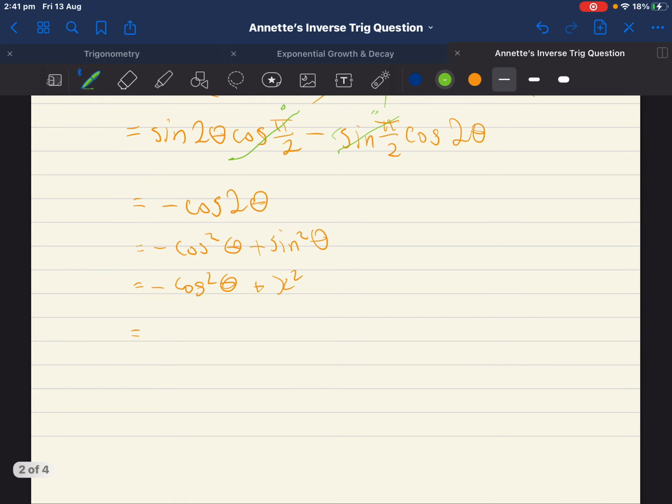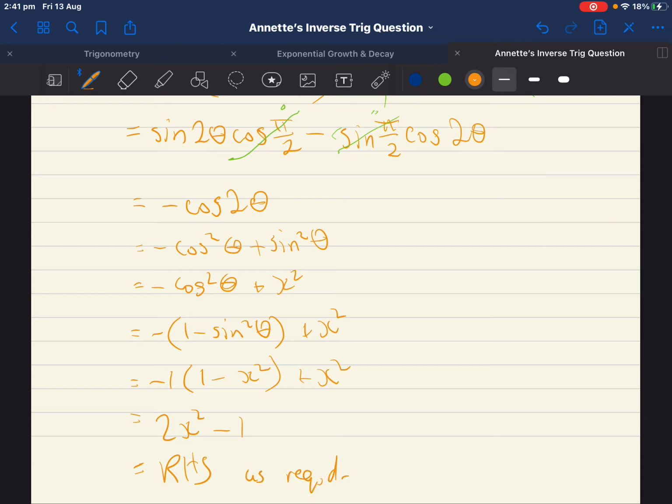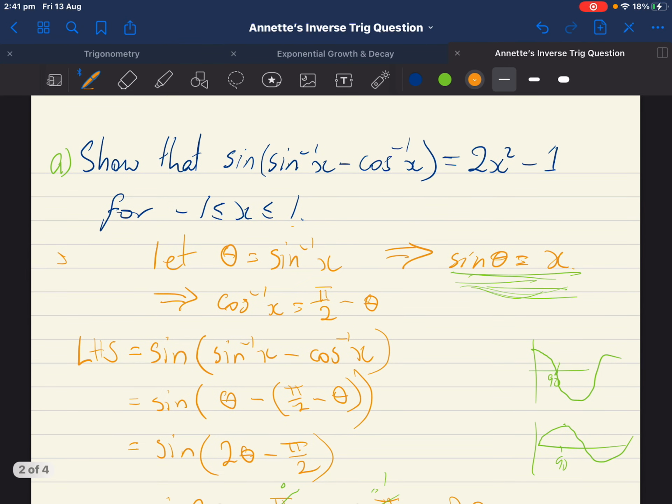So all we have to do is, we know cos squared theta would just be 1 minus sine squared theta. We've got this x squared here. And now we can replace our sine theta with x. And you end up with 2x squared minus 1, which is equal to the right-hand side as required. Okay, so there it is. So part A is done. And like I'm saying, this was the trickiest of the three parts. It was a result of, okay, well, we've got an angle here, let it be theta.